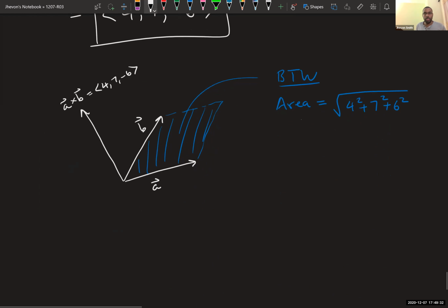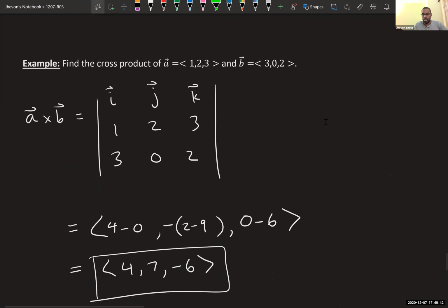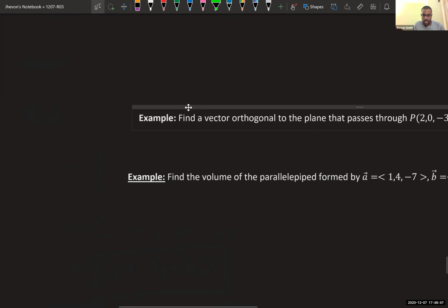So we get an orthogonal vector. You know what direction it's pointed in. You also know how to match this vector up to an area. So we have some computational as well as conceptual understanding of what this thing is doing. Awesome. Let's move on to the next problem.